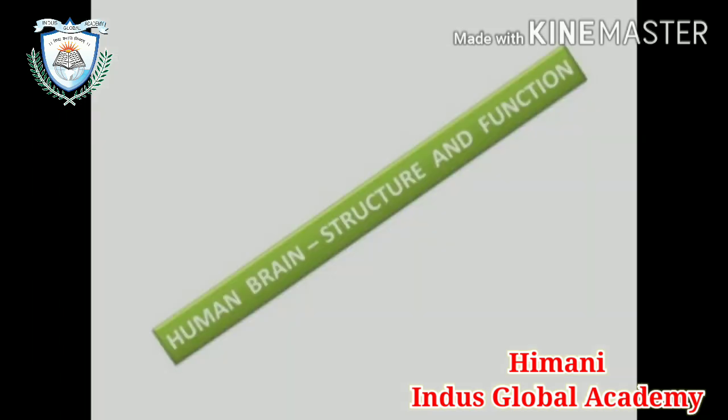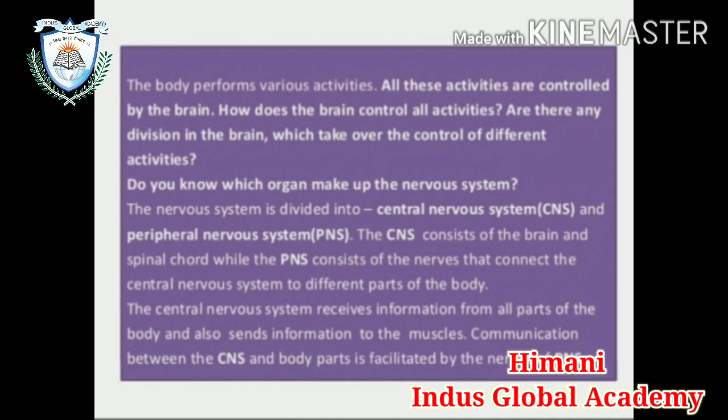Now, we will discuss the structure and function of the human brain. Before that, the body performs various activities, and all these activities are controlled by our brain. Do you know how the brain controls all these activities? Are there any divisions in the brain which take over the control of different activities? Do you know which organs make up the nervous system?